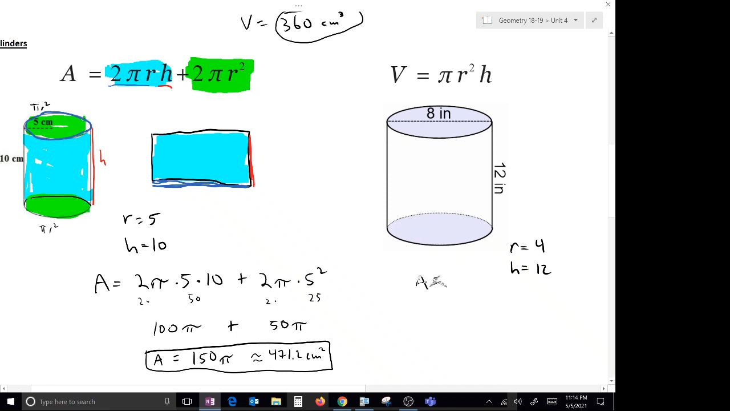So therefore our surface area, sorry about the fire truck, really laying on the horn.